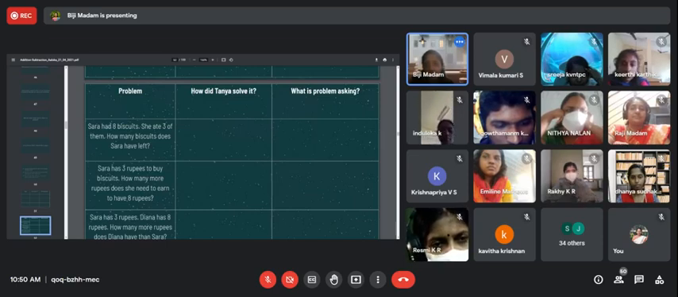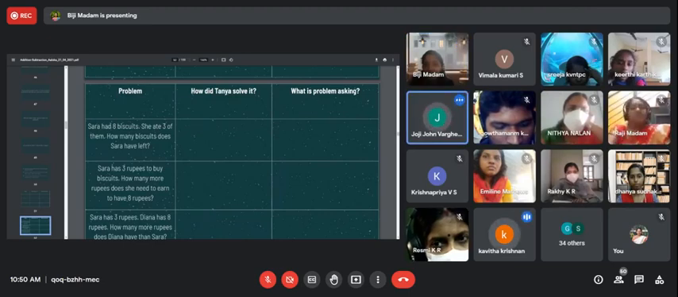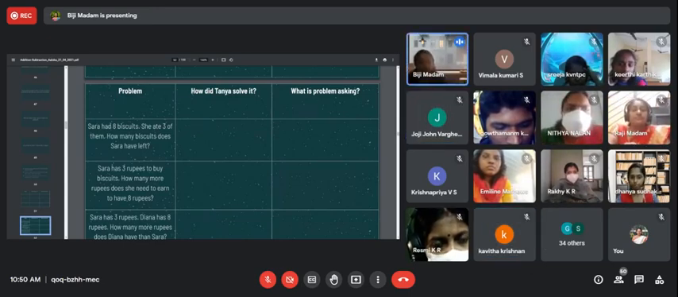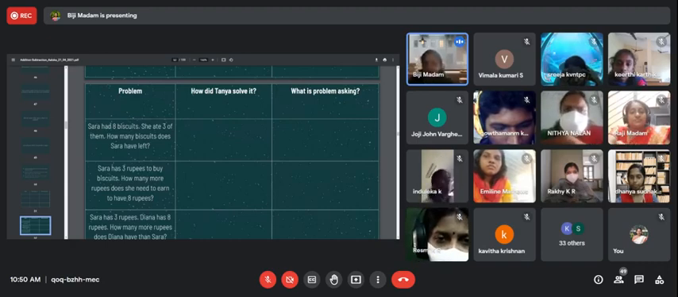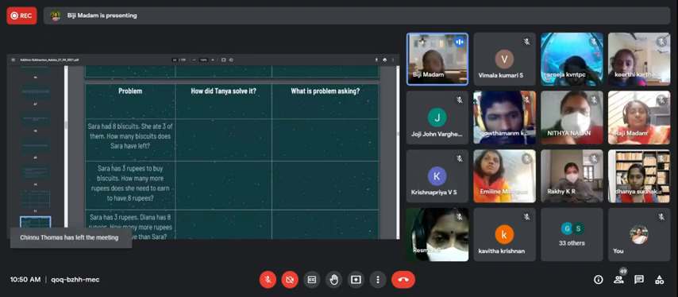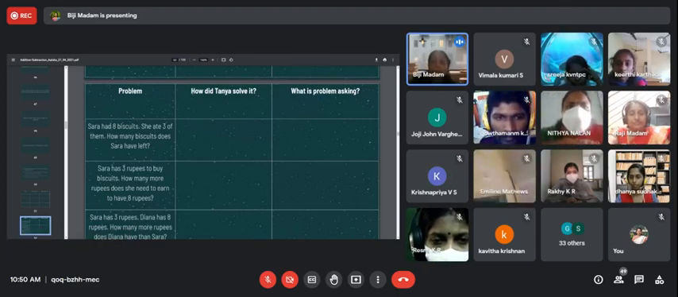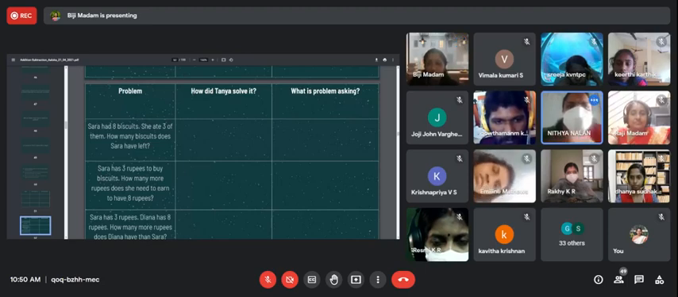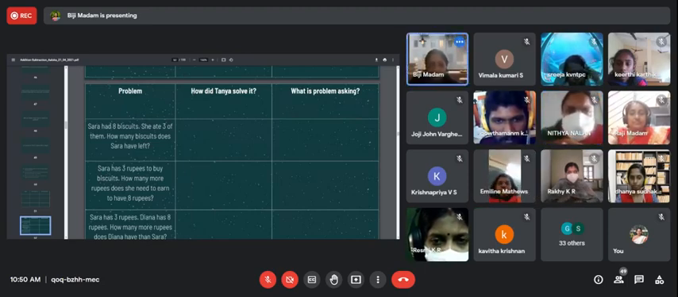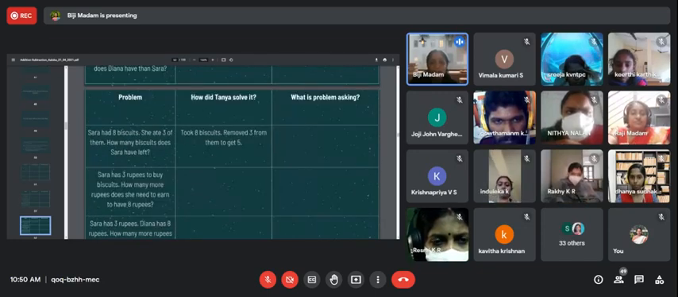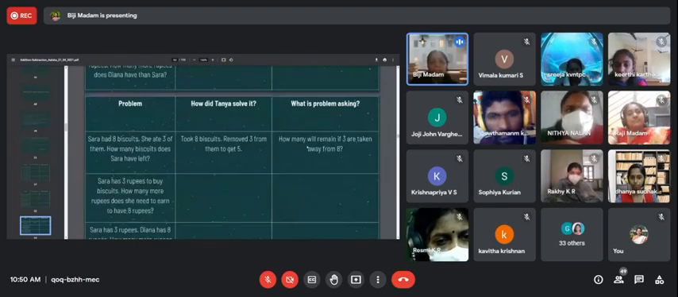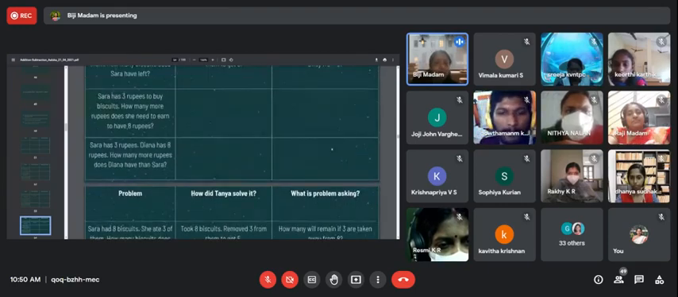How did the child solve it? Yes, she removed. By removing, yes. She removed the 3 biscuits out of the 8. She removed the biscuits and she got the answer. And what is the problem really asking her to do? To find out the remaining. Yes. That is the real question the child was asked. So here, she removed 3 biscuits, and the problem is asking us to find out how many remain.